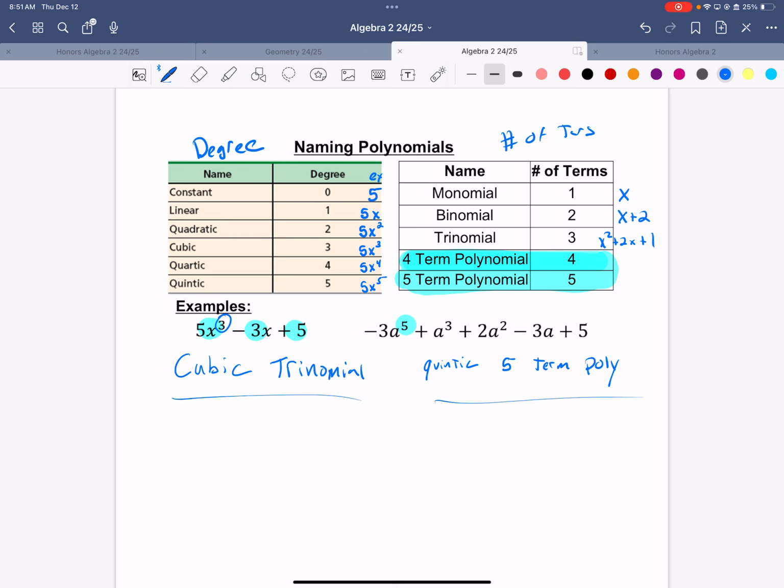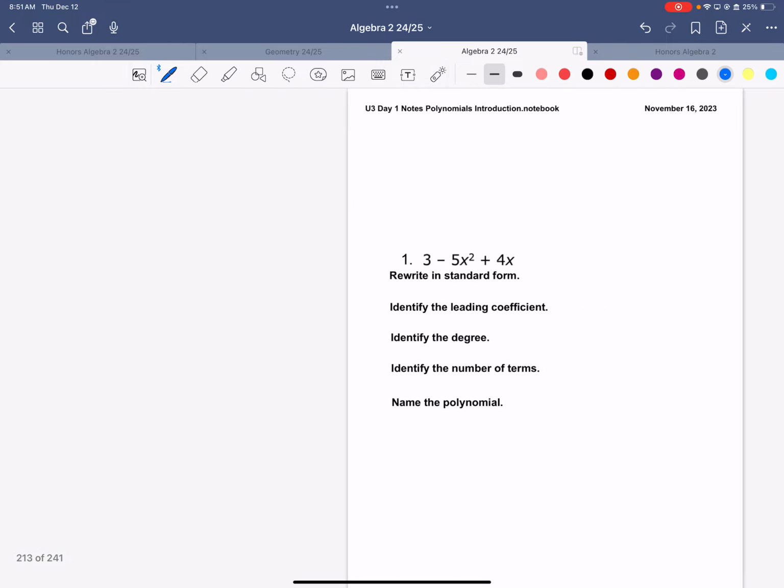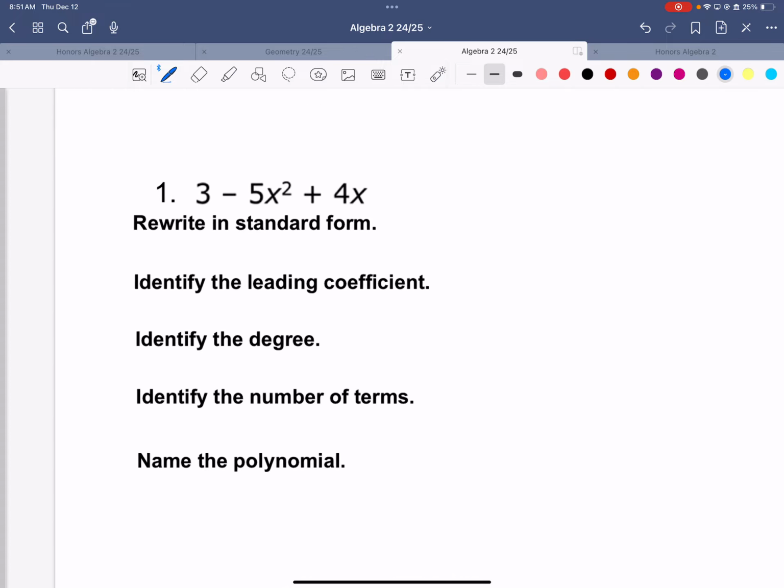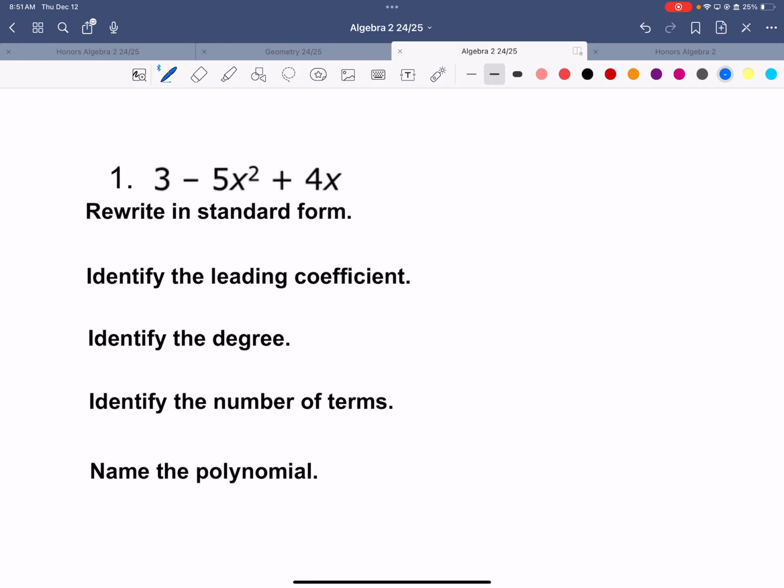Questions with that so far? Okay, so we want to be able to put it in standard form. We want to be able to name it. We want to be able to do all of these different types of things with this. Let's just look at an example that's not done. So I've got 3 minus 5x squared plus 4x. Here's what I want you to do with this one. I want you to rewrite it in standard form, identify the leading coefficient, identify the degree, identify the number of terms, and then name it. I'll give you about 48 seconds.